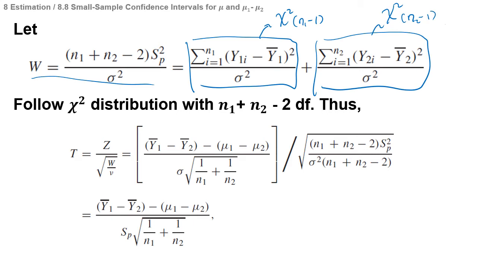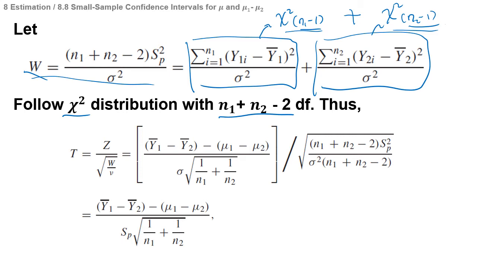And this is a sum of two chi-square distributions, and actually the samples from population 1 and the samples from population 2 are independent. So this is a sum of two independent chi-square distributions, and so the sum of them is again a chi-square distribution with degrees of freedom equal to the sum of those. And so W follows a chi-square distribution with n1 plus n2 minus 2 degrees of freedom.